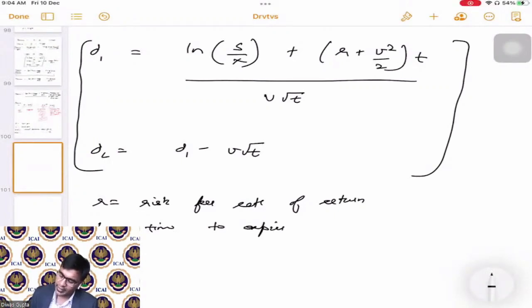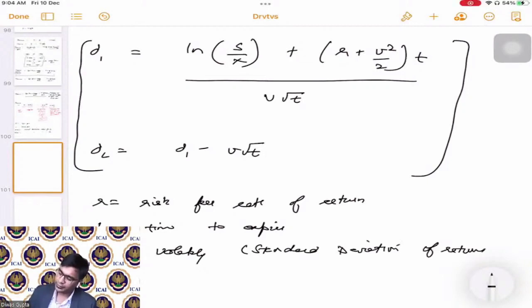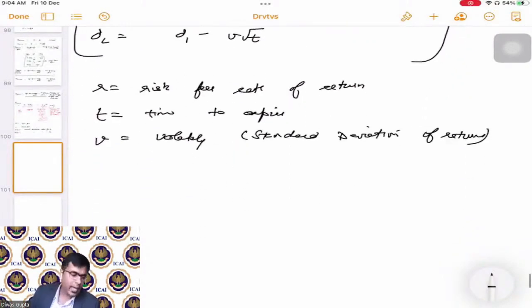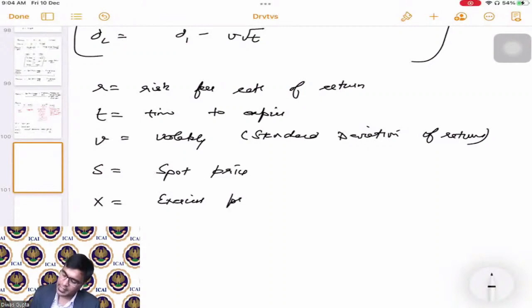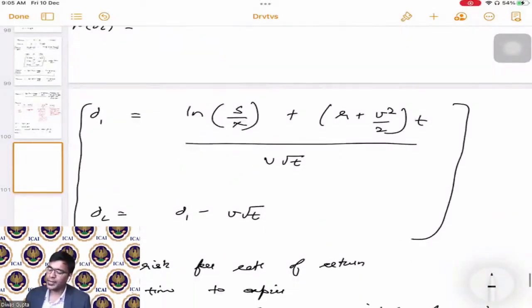V is equal to volatility, which is the standard deviation. Standard deviation of what? Standard deviation of returns. And S is equal to spot price. X is equal to exercise price. We have already seen these things. The same natural log of S by X is what we are using there. ND1, ND2 we have already seen. Okay, students.